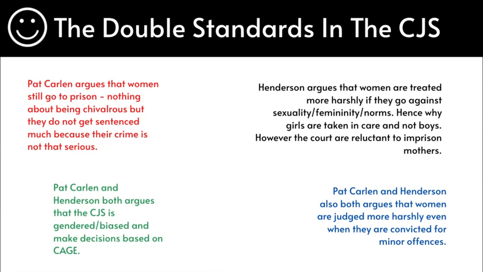Pat Carlen and Heidensohn also argue that the criminal justice system is simply gender biased, and they make the decision based on the CAGE statement. The CAGE is that they are biased based on an individual's class, age, gender, as well as ethnicity. Here we've got a whole chunk of material which can be used as your second paragraph.